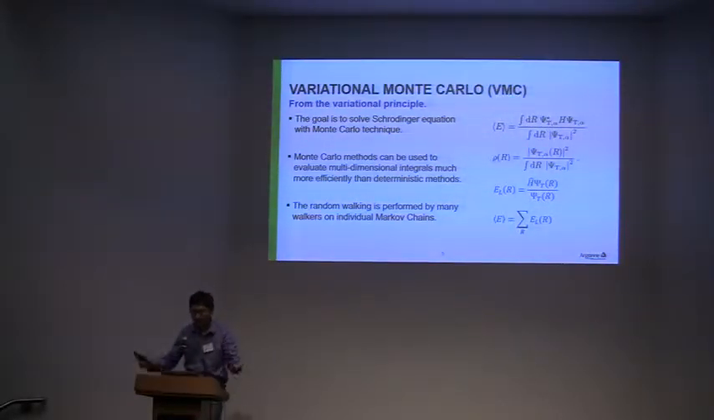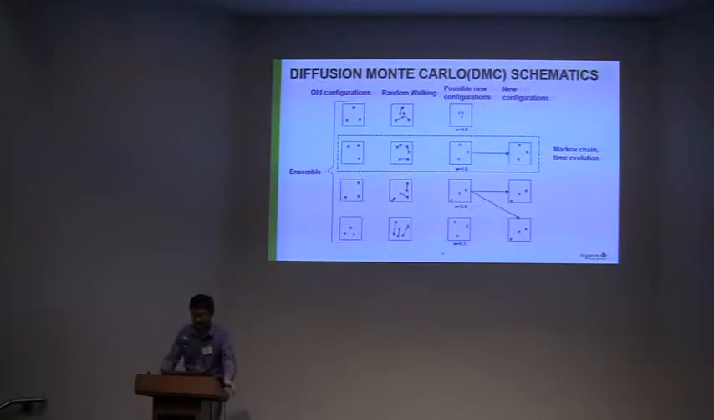The Monte Carlo sampling is generated by random walking. It's performed by walkers evolving on a Markov chain, and we can employ many walkers. This is a schematic of diffusion Monte Carlo, slightly different from variational, but close in terms of coding and implementing the parallelism. So you have an example of a set of walkers.